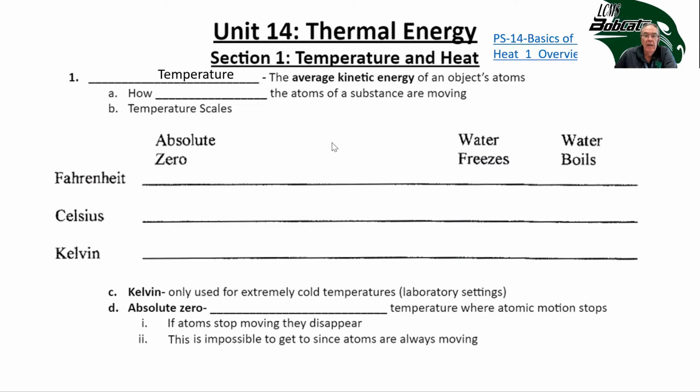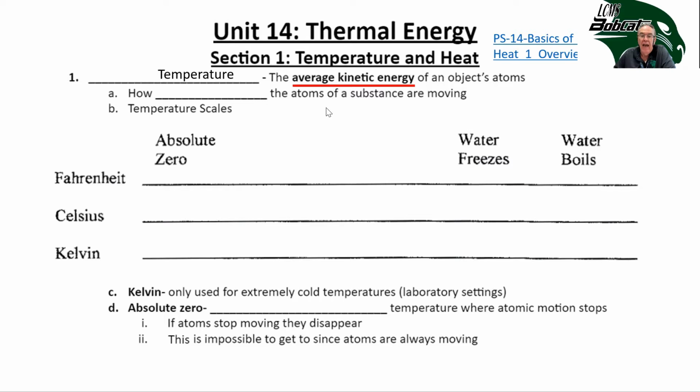As we recall from the last unit, temperature is the average kinetic energy of an object's atoms. So when we talk about this average, temperature doesn't depend on how much of a substance we have. We can have a small pan of boiling water and we can have a very large pan of boiling water, and they would both be at the same temperature. But we're going to discover that this is different than heat. Heat depends on how much of it there is. So there would be a whole lot more stored heat in the large pan of boiling water than the small one.